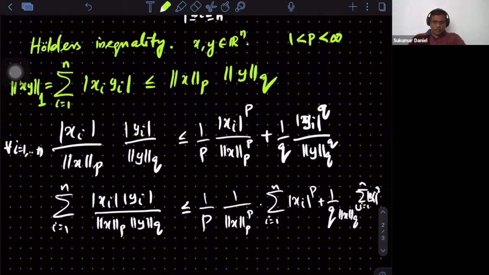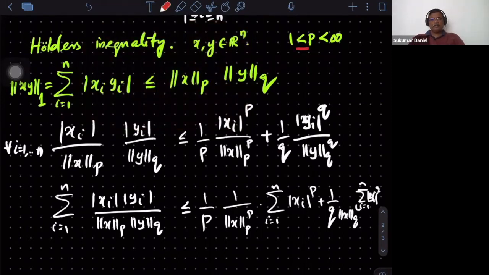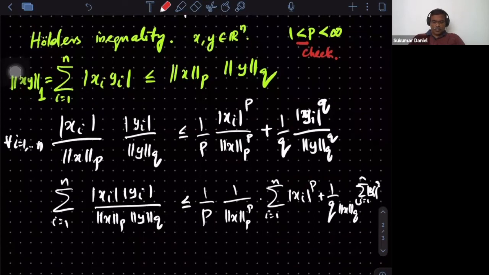All that you need to observe is the following: the modulus of xi into yi is less than or equal to mod xi into mod yi, but mod yi is less than or equal to infinity norm of y. So everywhere you can replace this by the infinity norm of y, and that's common, so you can push it out. What remains is only the summation of mod xi. So here is the exercise: check that this is also true for p equal to 1 and q equal to infinity. Or you can change the roles of x and y also.